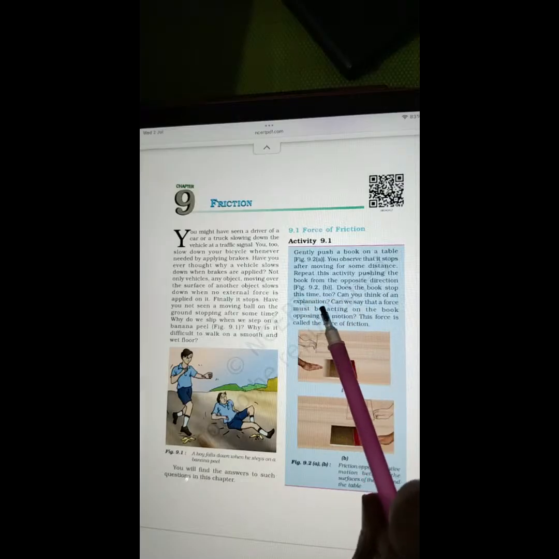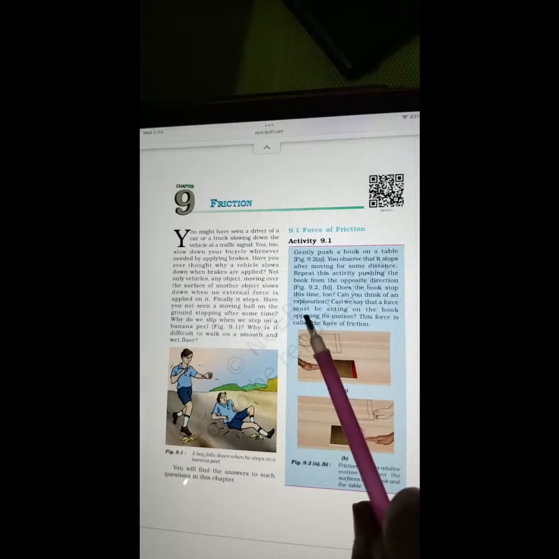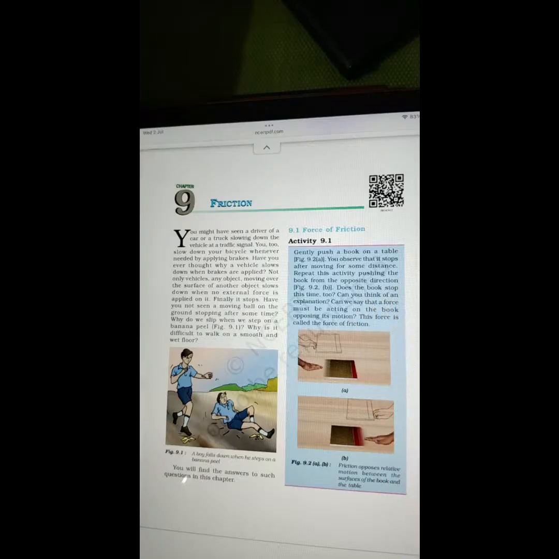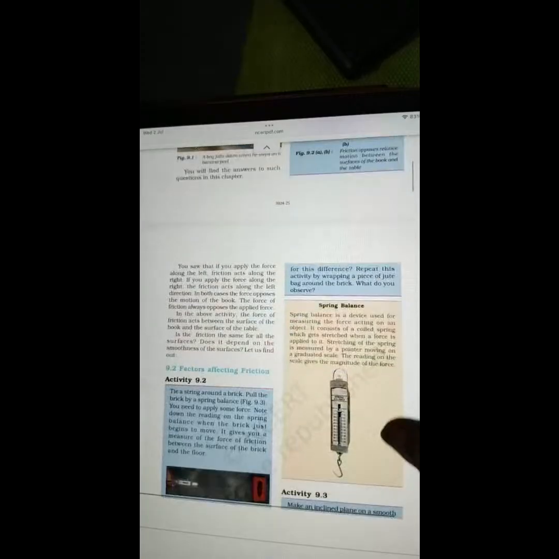Does the book stop this time too? Can you think of an explanation? Can we say that a force must be acting on the book opposing its motion? The force is called the force of friction.